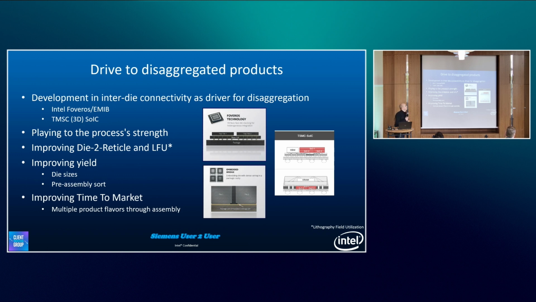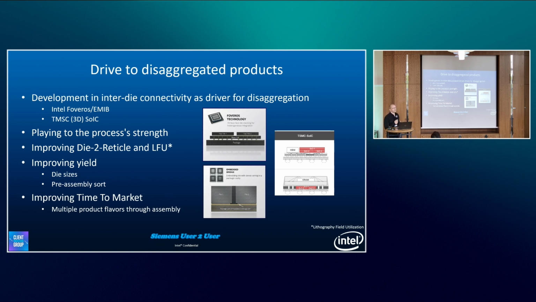So let's start with why disaggregation. In recent years, we've seen development in interconnect technology, mainly from Intel and TSMC. 3D SoIC or CoWoS, or Intel Foveros or EMIB, are all different technologies for doing on-package connectivity. This was a major drive into disaggregated products, where we can more simply than in the past divide the chip into multiple chips and decide on where the barrier actually exists. And this gives us a couple of advantages.